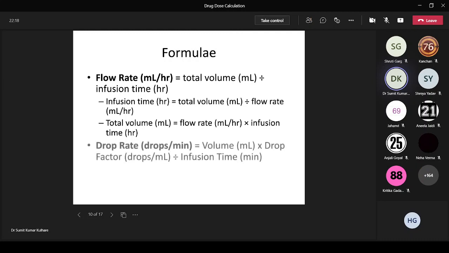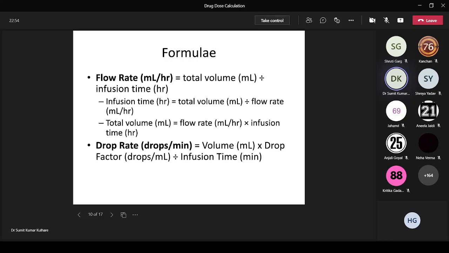Now, another important formula is drop rate. All the IV sets or infusion sets have a dropper with the help of which we regulate the infusion rate. So by counting the number of drops, you can actually calculate the flow rate. Each IV set has a drop factor mentioned on the packet itself. You can check the packet, and the drop factor is mentioned on that.